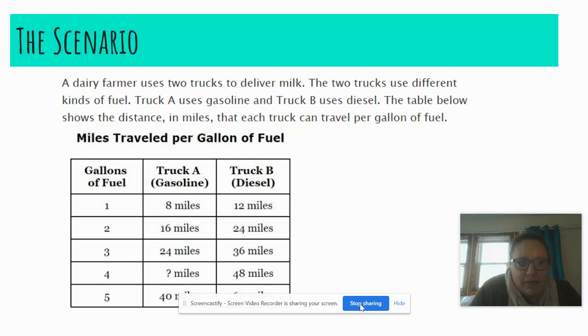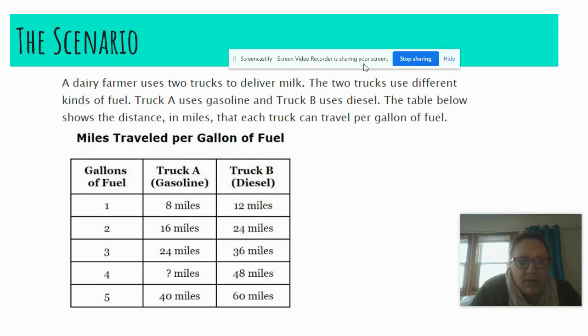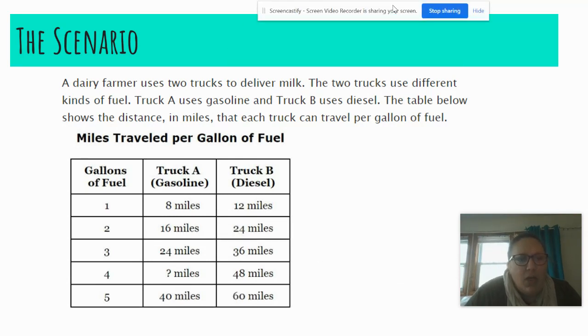So we have a scenario here. A dairy truck farmer uses 2 different trucks to deliver milk. One is diesel and one is regular gasoline. And we have a table here that shows the amount of gallons of fuel that each uses. So for 1 gallon, it goes 8 miles on truck A and 12 miles on truck B. So let's look at part A.